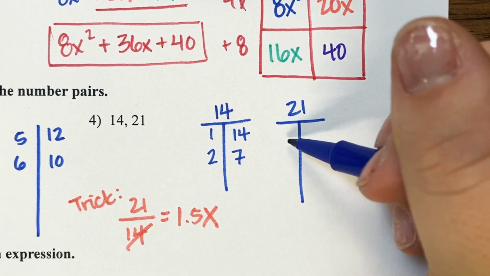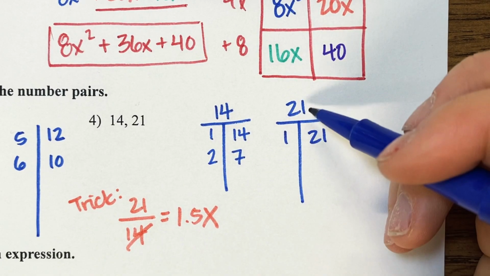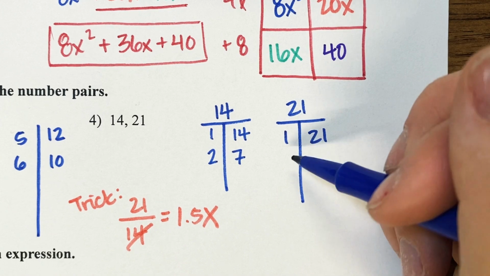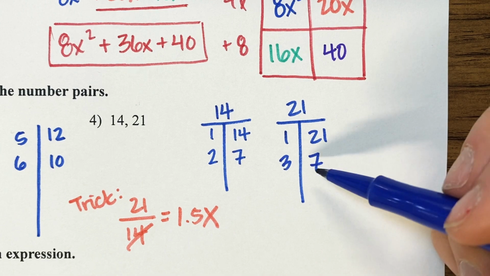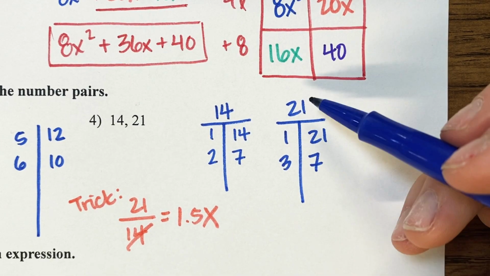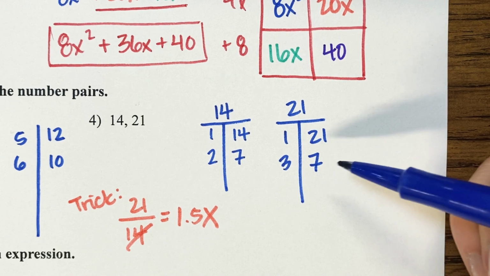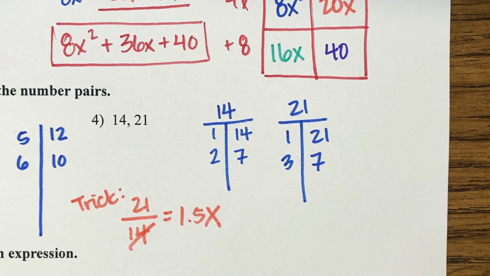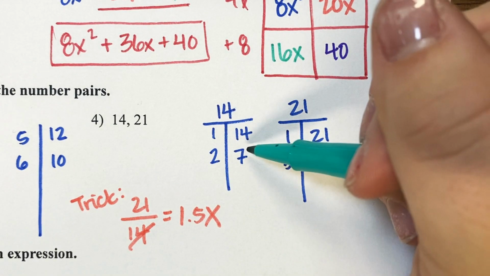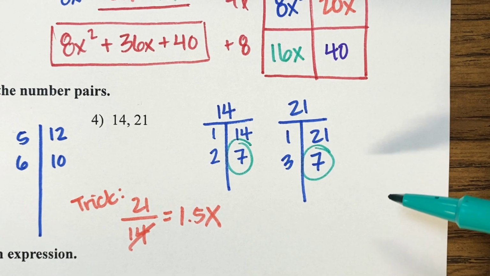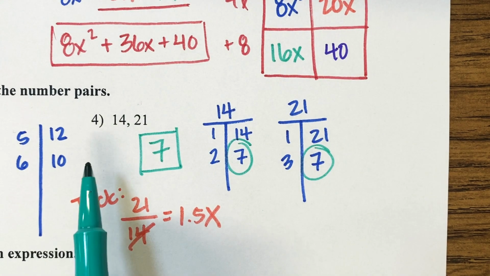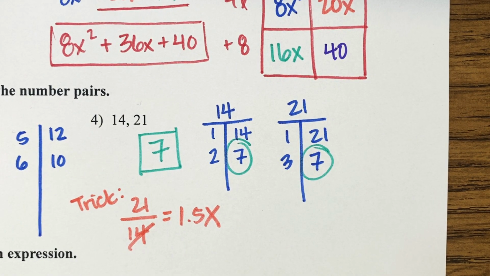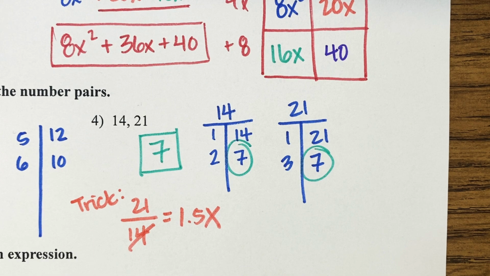Okay, let's do 21. 1 times 21. It's not even, so 2 does not go into it. What about 3? 3 does. 3 times 7. 4 doesn't, 5 doesn't, 6 doesn't, 7 does. So we are done. What is our GCF? What is the biggest number that appears on both of those lists? 7 and 7. So we know that our GCF, or greatest common factor, for 14 and 21 is 7. Beautiful.